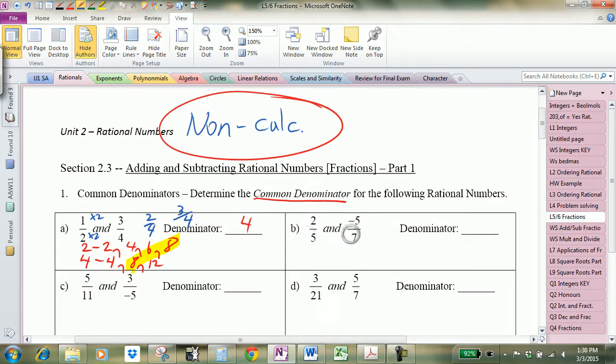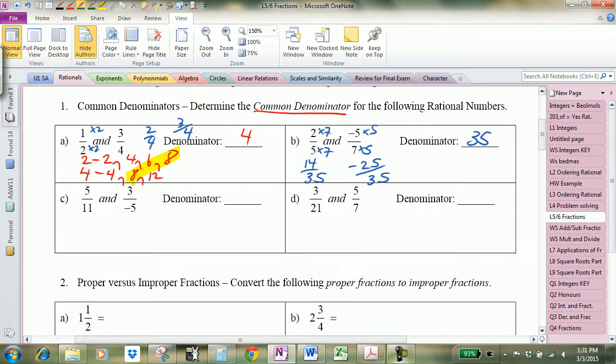Is that the case for B? Is one of these the common denominator, 5 and 7? No. So what trick works every single time? Matthew? Yeah, so we multiply by the opposite one. So here we go, times 7, times 7, and we get 14 over 35. And here we go times 5, times 5, negative 25 over 35. Common denominator, 35. Now it's important that the bottoms are exactly the same. Please go ahead, complete C and D, show your work.